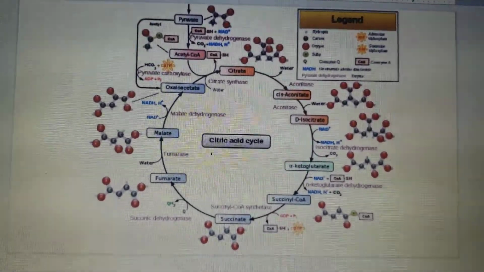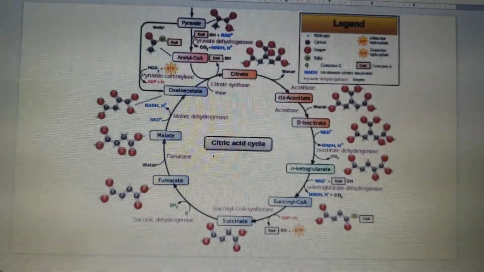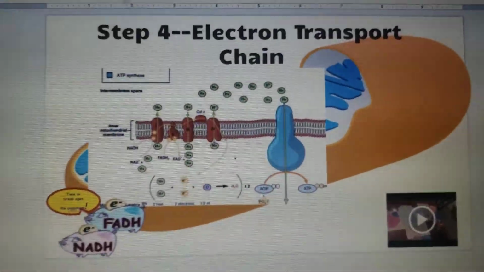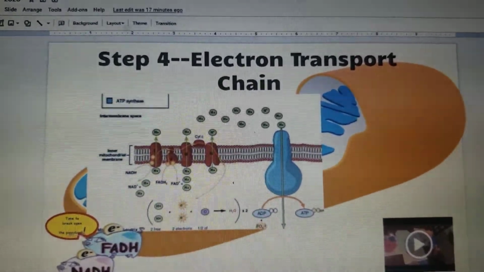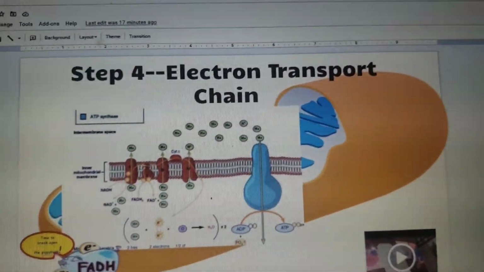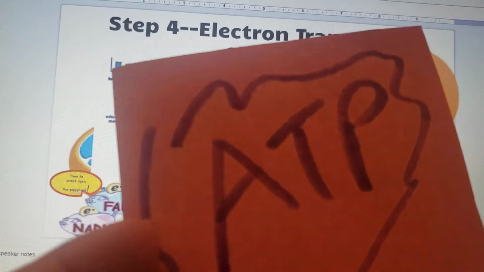But now it is time for all of those NADHs and FADH2s to get to the finale, to the electron transport chain, to make 36 ATPs. Want to know how it happens?